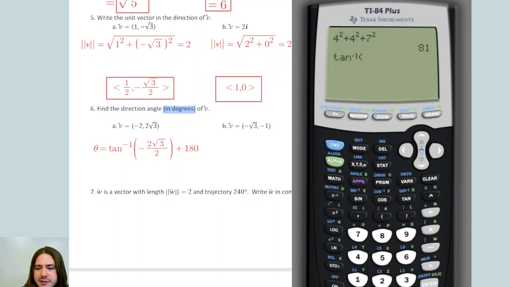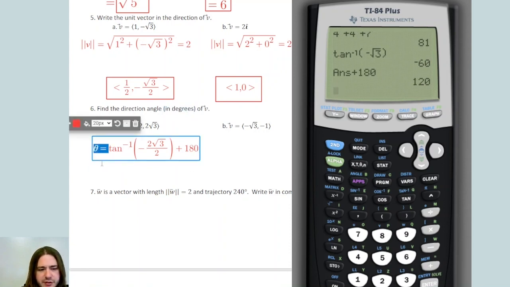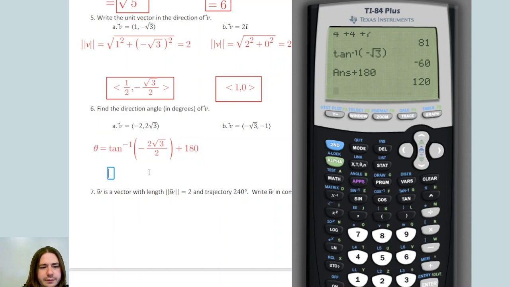Now, I'm going to type this in separately just so that you can see what happens if you don't add the 180. If you don't add the 180, we're going to end up with a negative angle, a negative 60 degrees. And so when we add 180 to that, we should end up in quadrant 2 as expected, and we do. We get 120. So theta is 120. So basically what this is saying is the angle measure's trajectory is 120 degrees.